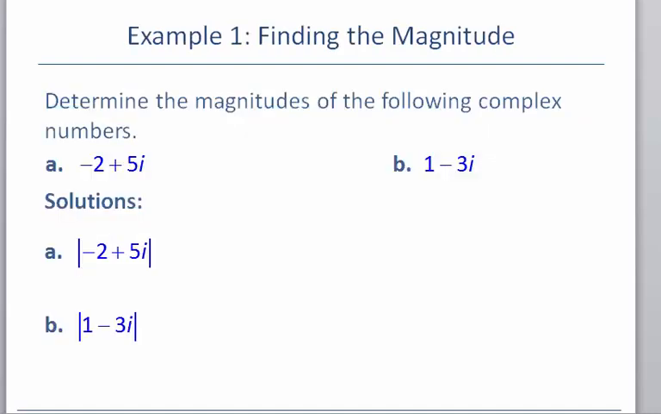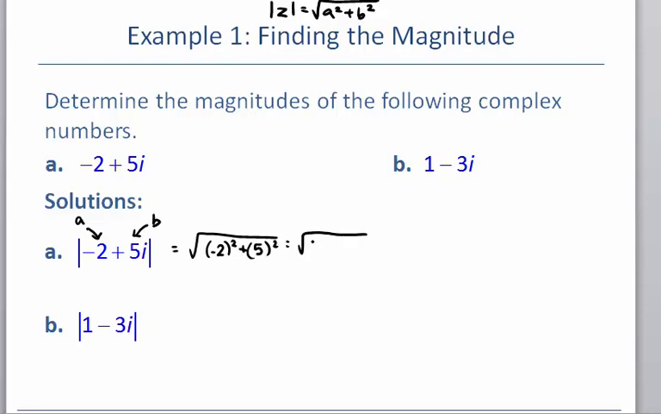So let's take a look at an example. I'm going to write my formula here so I don't forget. The magnitude of a complex number is the square root of a squared plus b squared. Our first example is the complex number negative 2 plus 5i. In this problem, our a value is negative 2 and our b value is 5. So we're going to plug into our formula to calculate the magnitude. We'll have a squared, which will be negative 2 squared, plus b squared, so 5 squared.